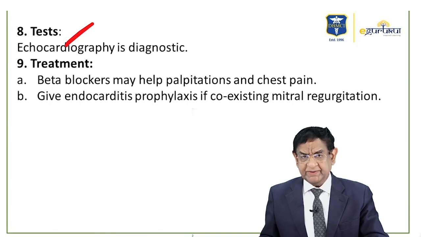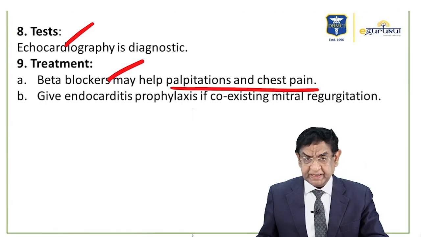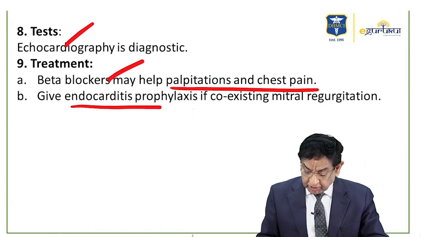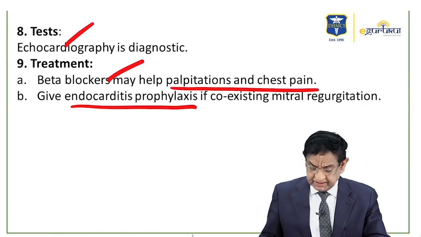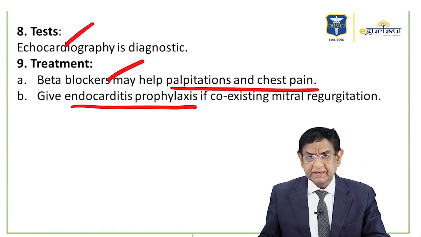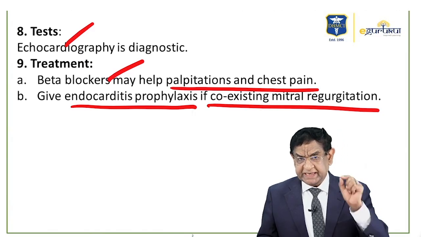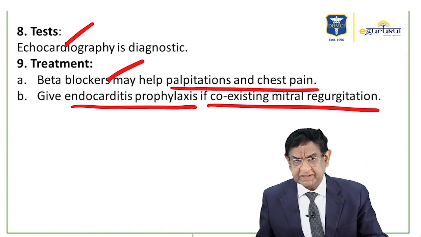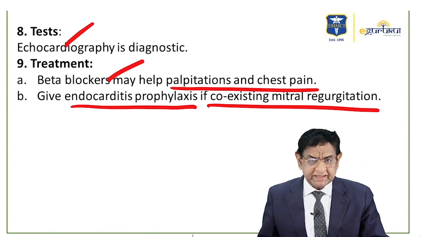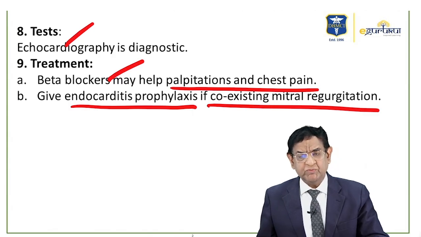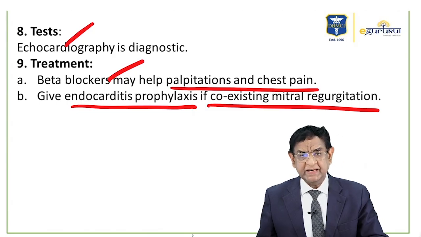Treatment, normally we don't give any treatment unless there is some specific problem. We give beta blocker if the patient has palpitation or chest pain, and we can give endocarditis prophylaxis. If only MVP is there, the endocarditis prophylaxis is not needed. But if there is regurgitation, remember in the initial stages, the patient may not have regurgitation, there may be only prolapse. Then endocarditis prophylaxis is not needed, but if MR is there, then we have to give. But still, MVP is one condition where endocarditis is usually uncommon as compared to other conditions like MS, MR.